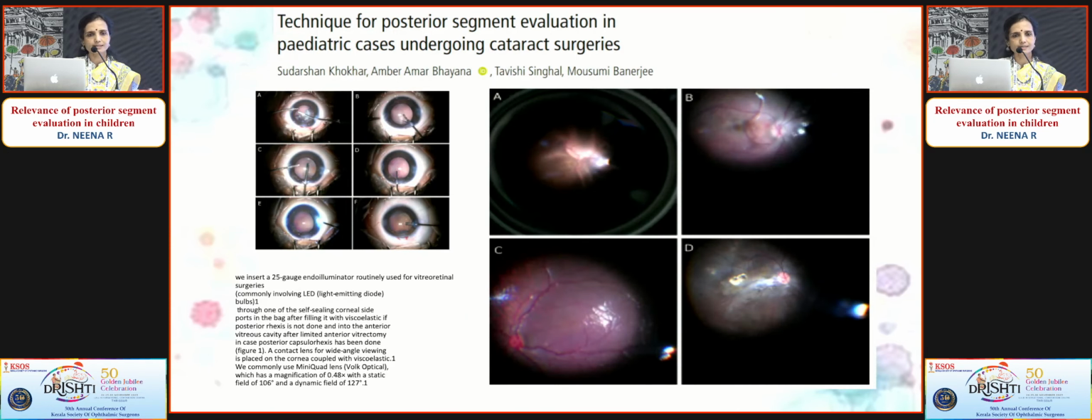Dr. Coker has described this technique in which he uses a retinal lens after lens aspiration, fills the AC with viscoelastic, and uses an endo-illuminator to illuminate and look at the fundus. But we can anyway do an indirect ophthalmoscopy in a sterile manner after the lens aspiration to look at the fundus if you have not seen it before.